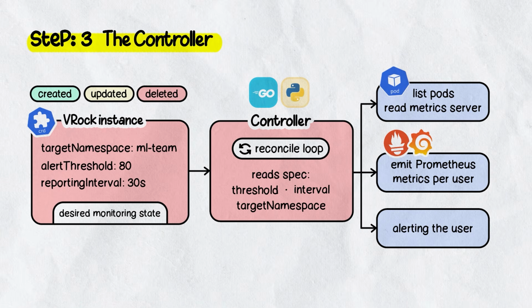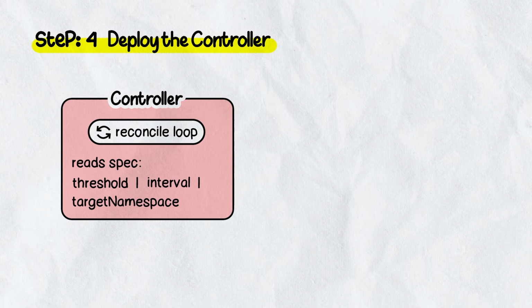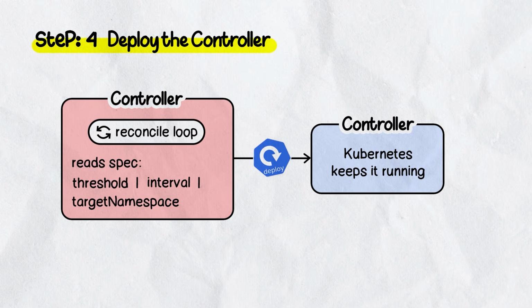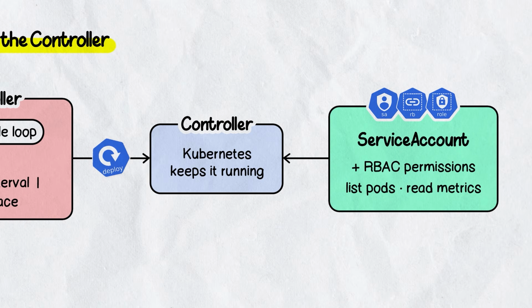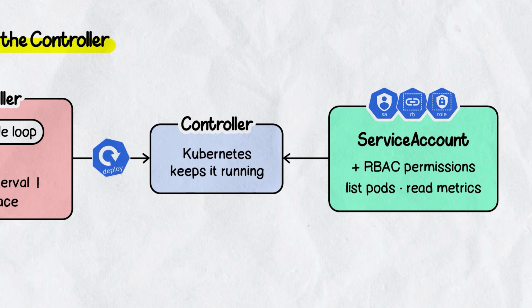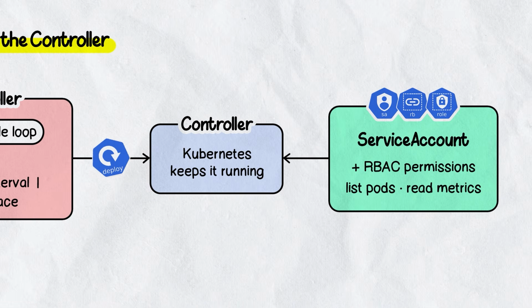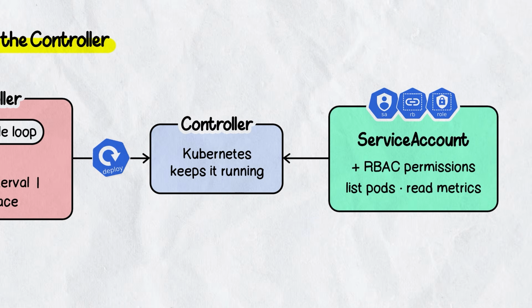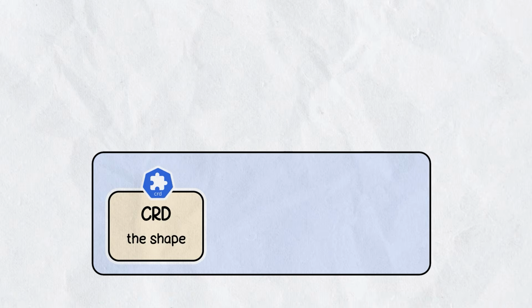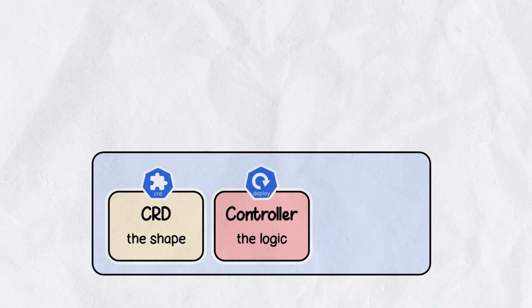You can customize it. Now you deploy this controller itself as a deployment, so Kubernetes keeps it running. It needs a service account with RBAC permissions to list pods and read metrics. So there are a bunch of other Kubernetes objects that you can deploy with this custom logic, but I hope you understand the essence of what the controller does here. Now, so far you have a CRD, you have created an object, and you're running a controller.